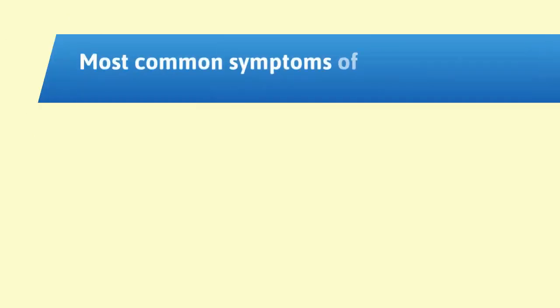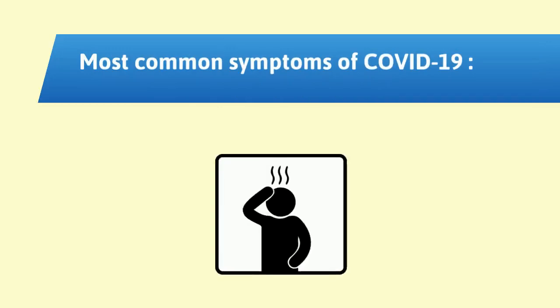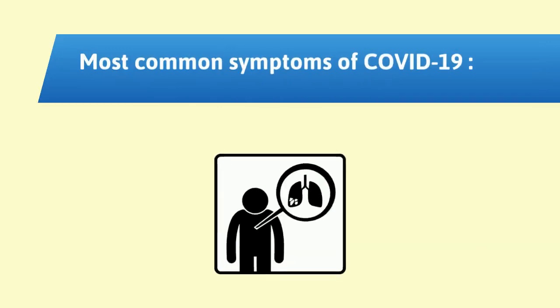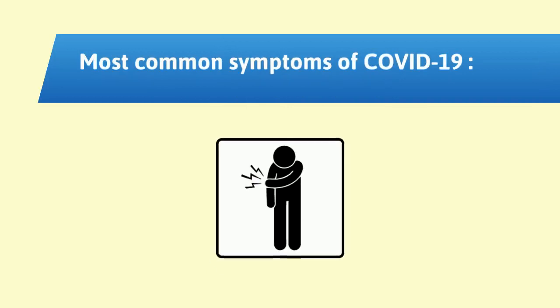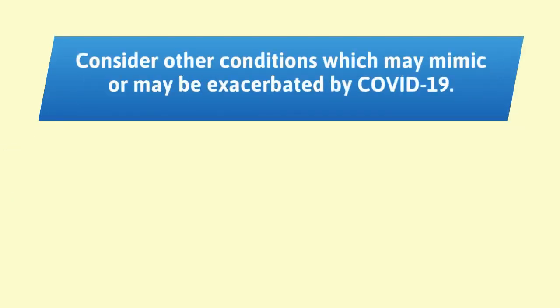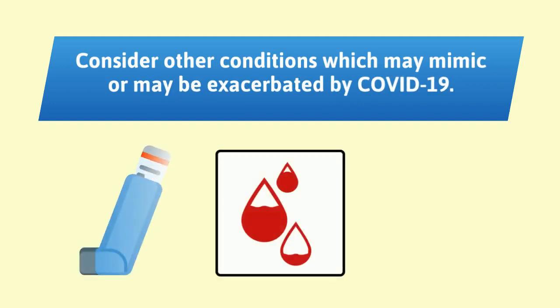The most common symptoms of COVID-19 are fever, cough, fatigue, anorexia, dyspnoea, sputum, and muscle aching. It is important to establish any non-communicable diseases the patient may also suffer from, either treated or untreated, and to consider other conditions which may mimic COVID-19 or may be exacerbated by COVID-19, such as asthma, anemia, or heart failure.